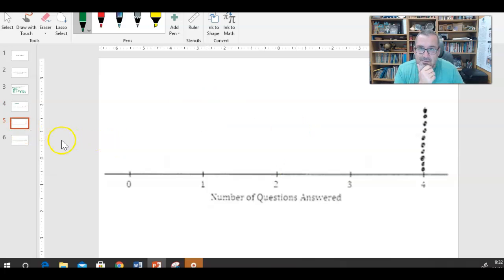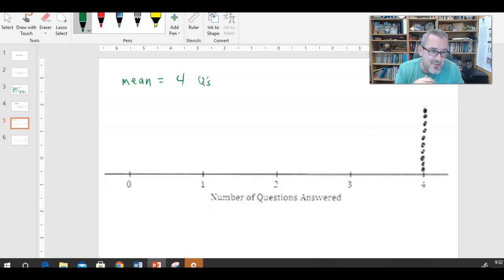All right, what about this one? What if all 10 people that came to this session answered all 4 questions? Well, first of all, what would the mean be? Hope you can see the mean would be 4 because everybody answered 4 questions. You know, mean means if everybody answered the same amount, what would it be?